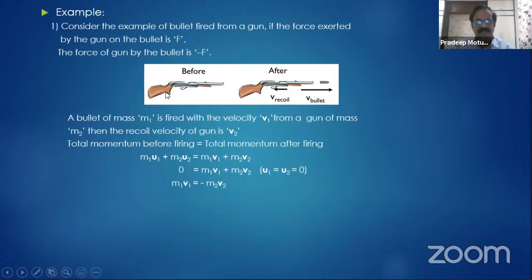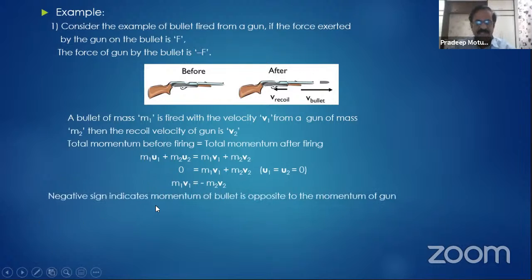Why? Because the gun is at rest, means its initial velocity is 0. Bullet is at rest, its initial velocity is 0. So that this term turned to 0. So 0 is equal to M1V1 plus M2V2. Therefore, M1V1 is equal to minus M2V2.